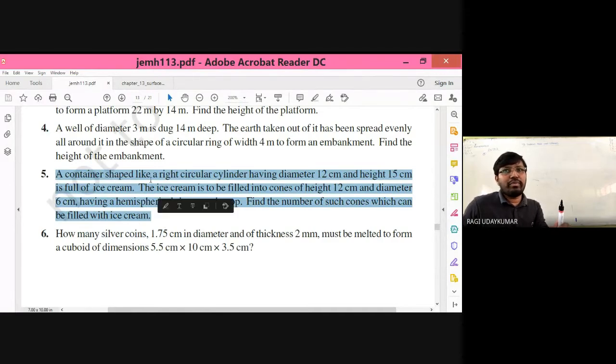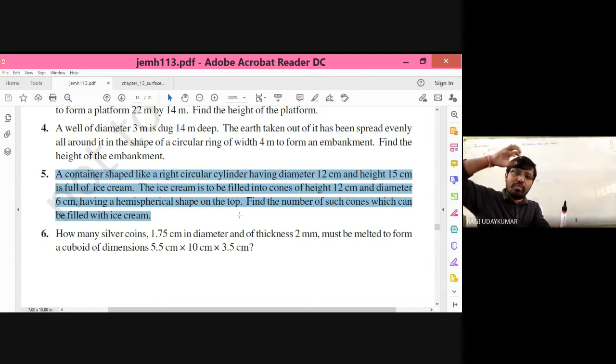A container shaped like a right circular cylinder having a diameter 12 centimeters and height 15 centimeters is full of ice cream. The ice cream is to be filled into cones of height 12 centimeters and diameter 6 centimeters, having a hemispherical shape on the top. Hemispherical shape on the top means there is a cone, and on top of the cone there is a hemisphere, like this. The ice cream comes up in the cone. Find the number of such cones which can be filled with that ice cream.